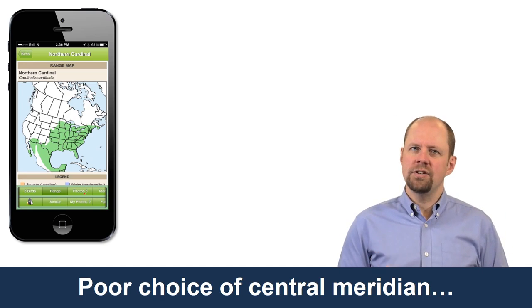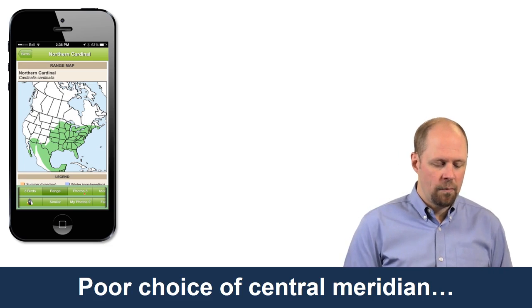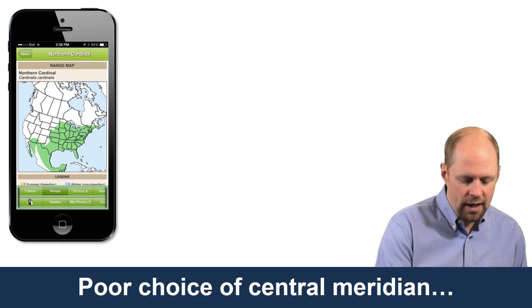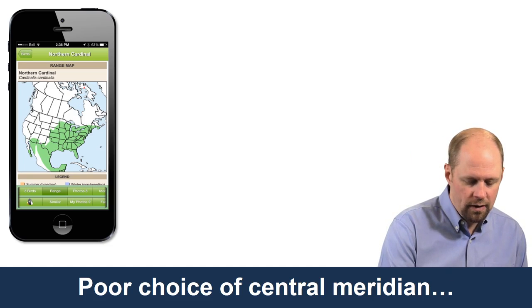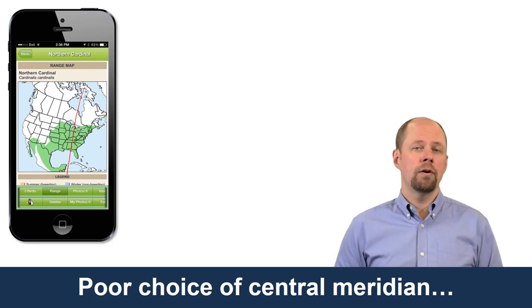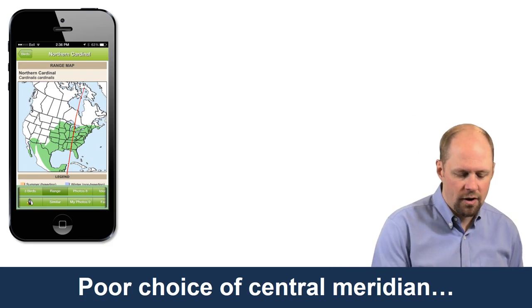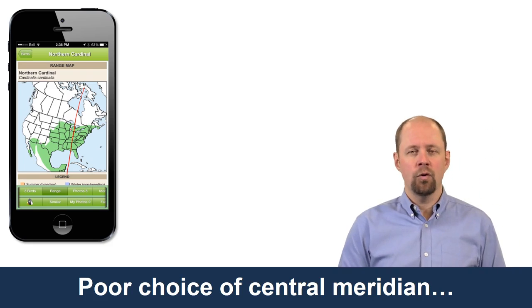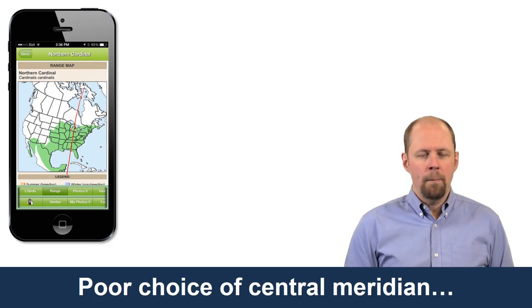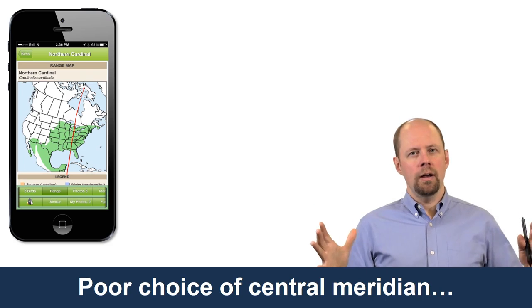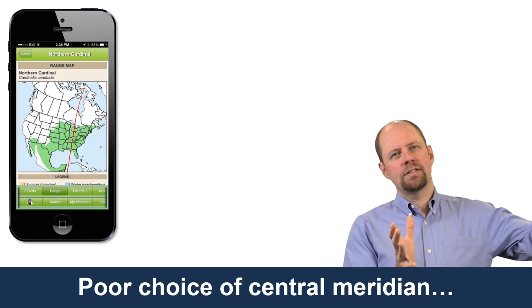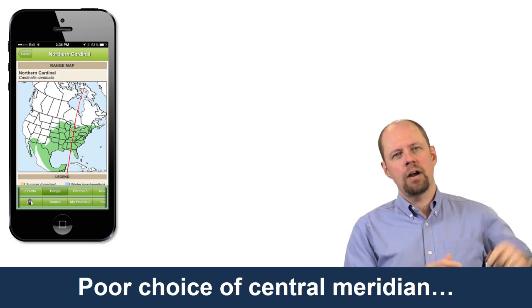And I think this has to do with the central meridian. I don't know who made this map, but my guess is that what they've probably done is made a central meridian for the eastern part of the United States. And if you're just talking about the range of that bird, that part in green, that might make sense. But when you're showing all of North America, then it makes it look like it's not what we're used to seeing, and it makes it look kind of weird.